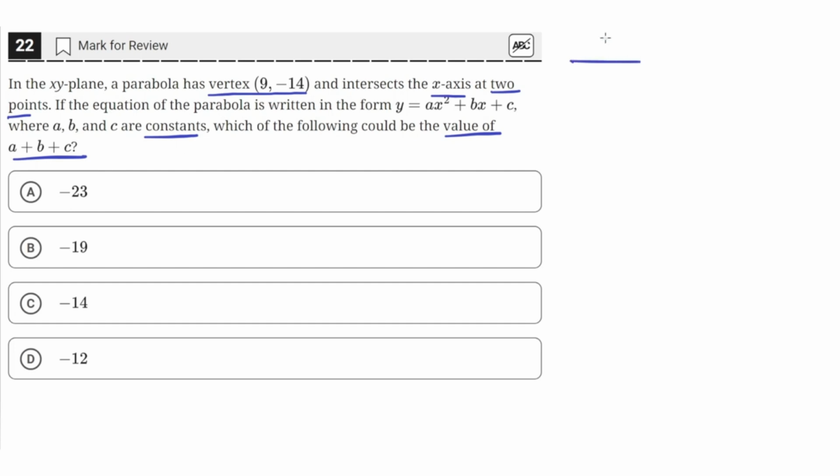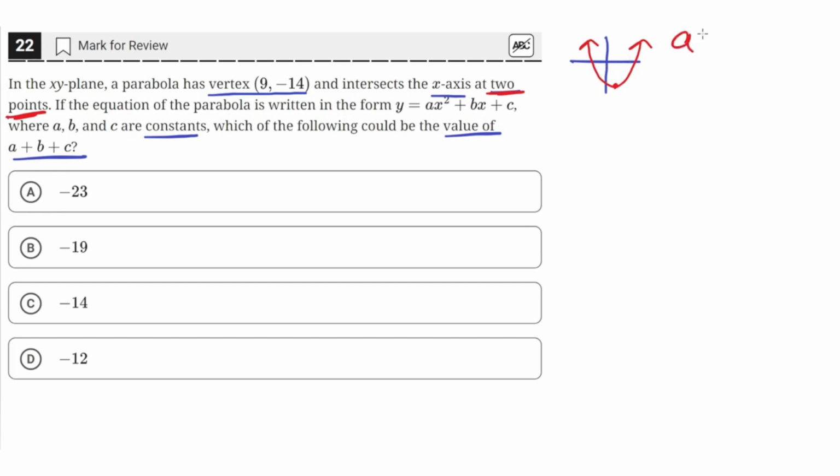So we're given a parabola whose vertex is somewhere in the fourth quadrant at the point (9, -14), somewhere here. But it intersects the x-axis at 2 points, which means that this quadratic has to be concave up. So it's got to look something like this, because if the vertex is in the fourth quadrant, it's below the x-axis, and in order to cross the x-axis at 2 points, it needs to be a concave up function.